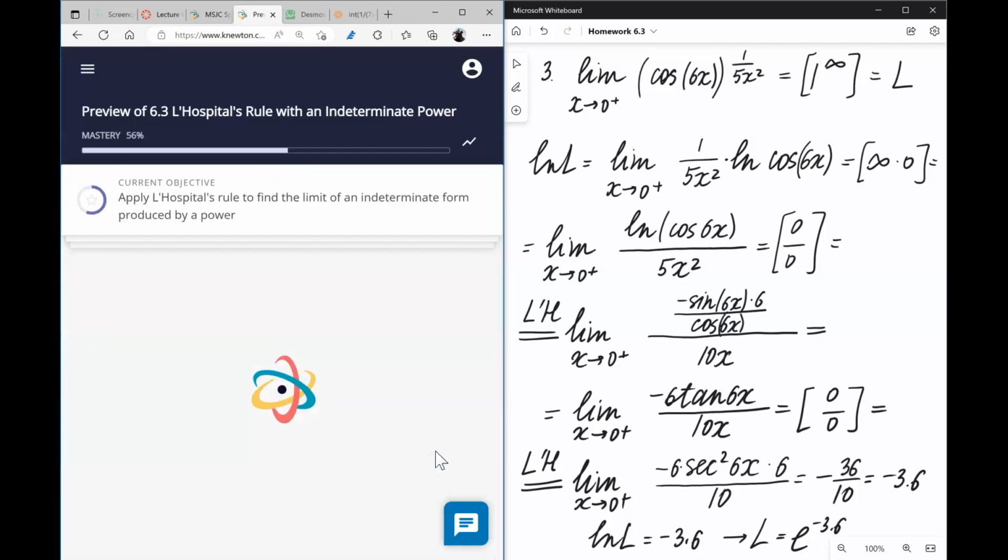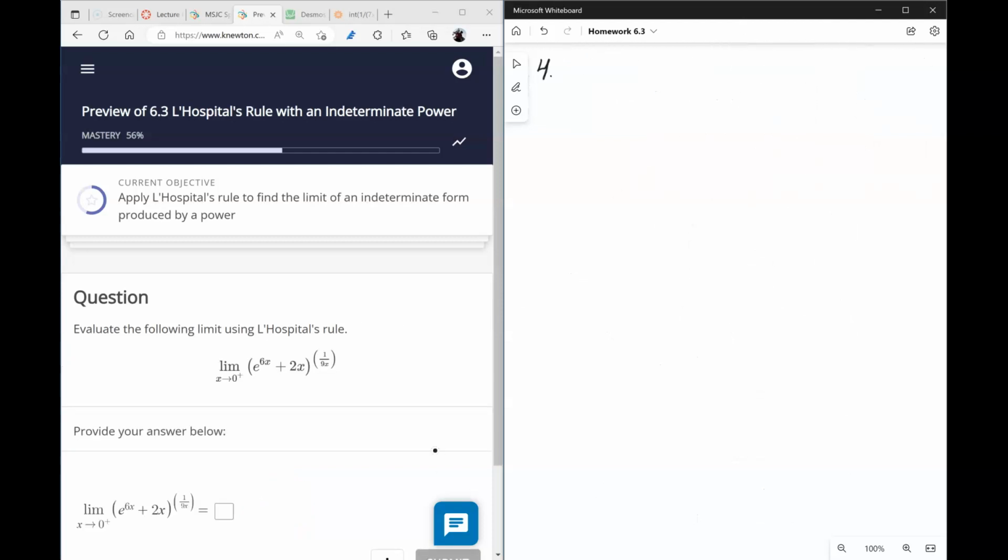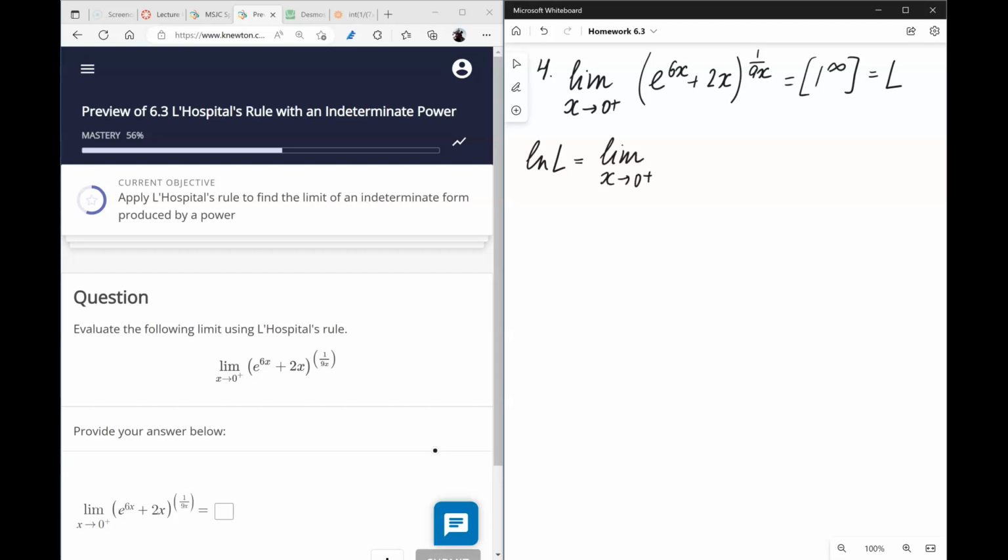All right. Another L'Hopital's rule application. After plugging in 0, we see that we have 1 to the power infinity. So we're going to set it equal to L. We're going to find ln of L. ln of L will be the limit as x approaches 0. We're going to bring the exponent down.